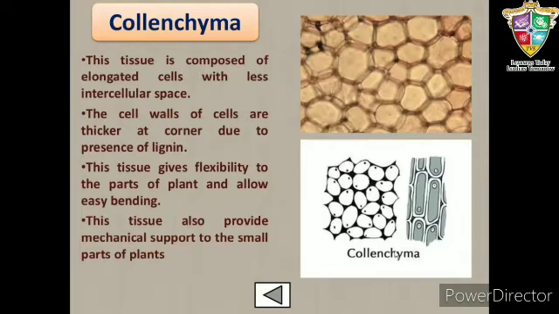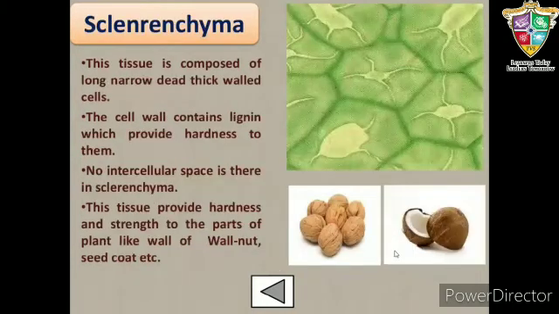The next type of tissue is sclerenchyma. Sclerenchyma are dead with little or no protoplasm. The cells are long, narrow, closely packed without any intercellular spaces. The walls of the cells are highly thickened due to uniform deposition of lignin. Thick walls make the cell hard, strong, and impermeable to water. Due to excess thickening of the wall, its cell cavity or lumen becomes narrow.